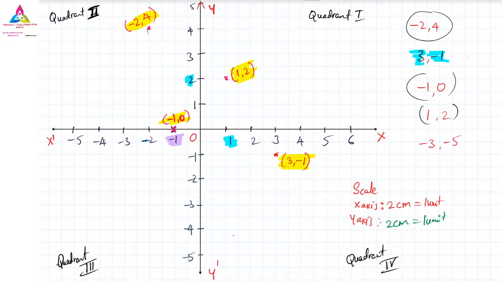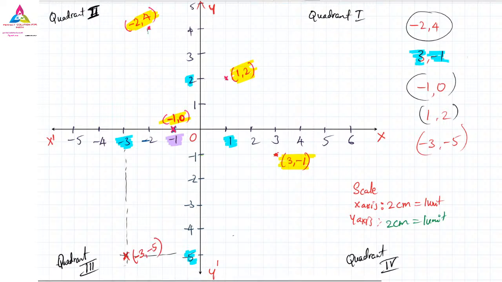And the last one is minus 3 and minus 5, where both are negative values. So minus 3 is over here and minus 5 is over here. Both of them will meet at a single point. If you see this way, it will meet at a single point. That point is our given value, that is minus 3 and minus 5. So this is our last point. Okay, any doubt?